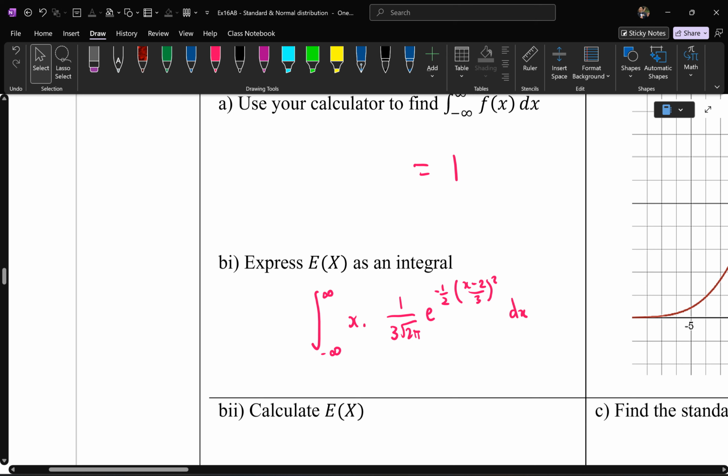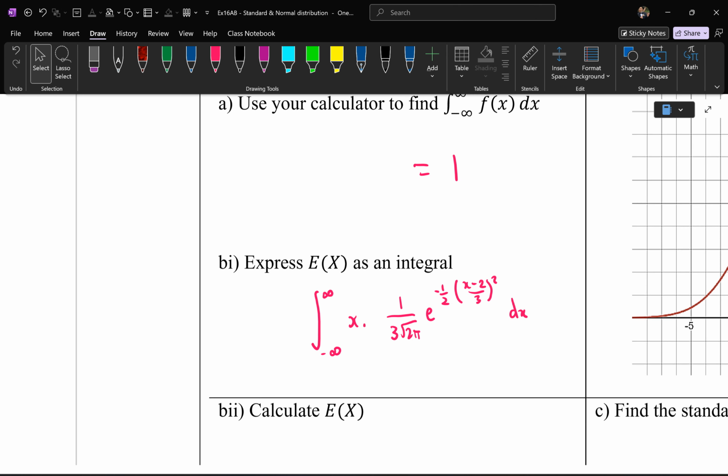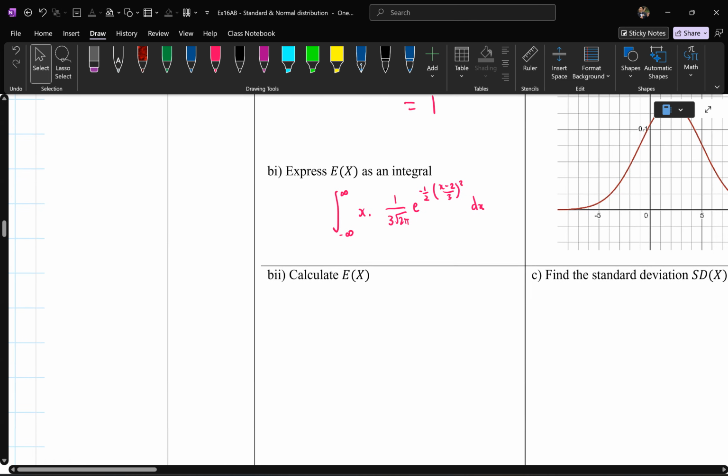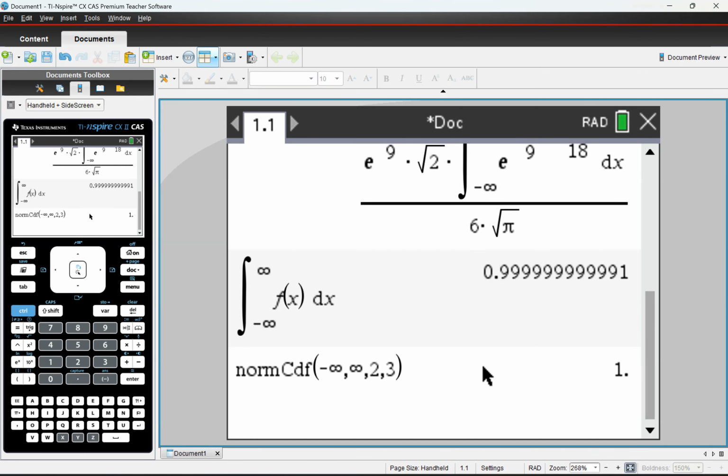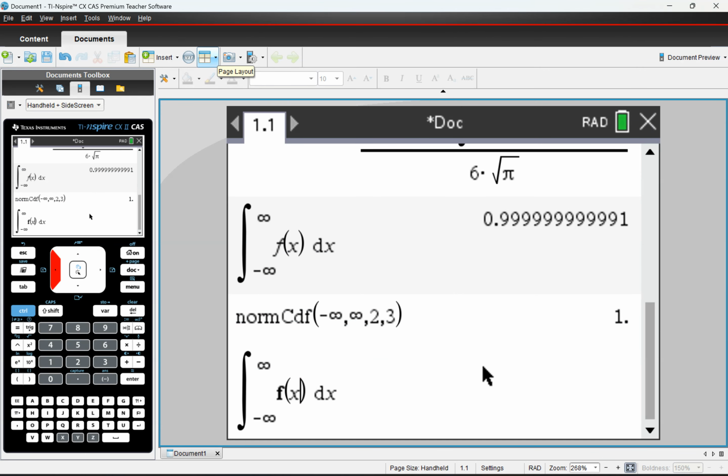They say calculate E of x. I know. I wonder what that's going to give you. What is it going to give you? Yeah, so let's try it. So I'm going to do this, put an x at the front.